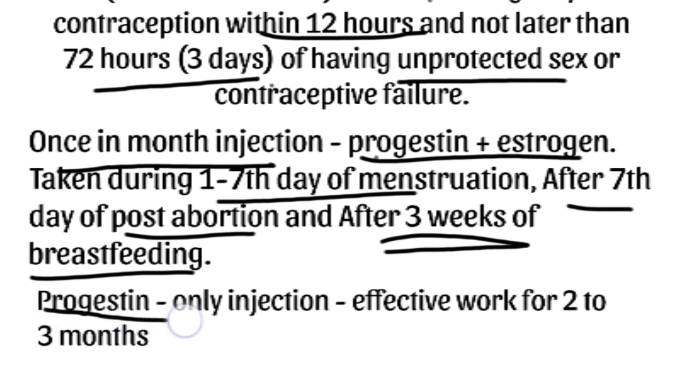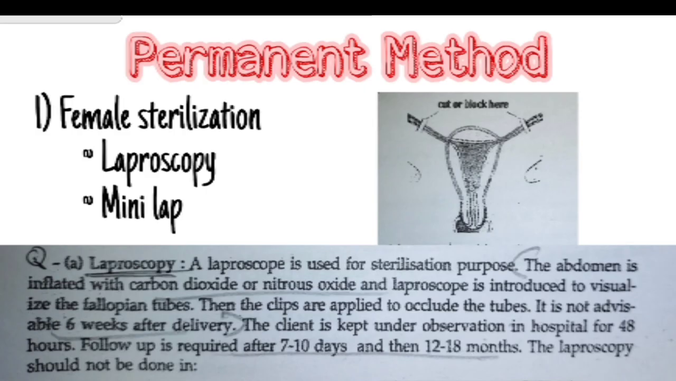Next, the progesterone-only injection. This injection consists of only the progesterone hormone, and one injection will work for 2 to 3 months. We have completed the temporary methods in family planning.